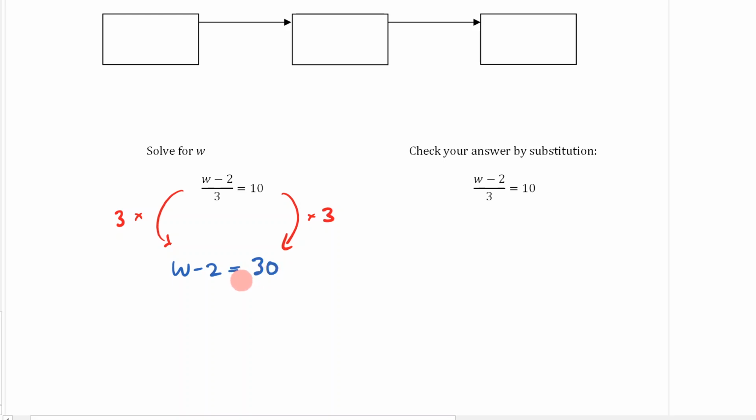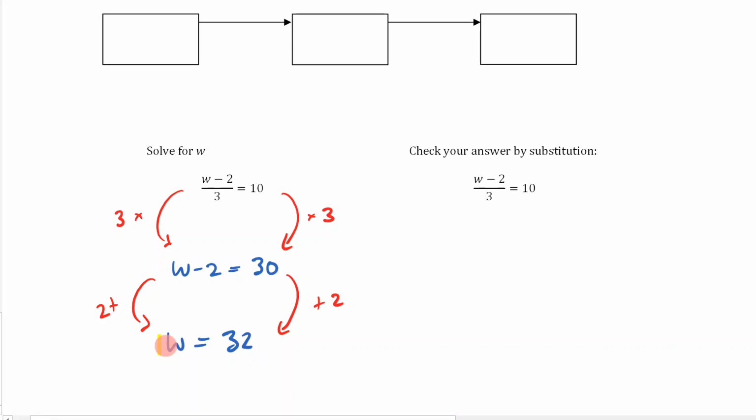Then I need to get rid of this minus 2, so I'm going to plus 2 to both sides. That means I'm going to get w is equal to 32. W is equal to 32. That's going to be my answer.